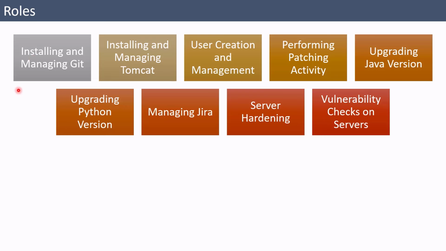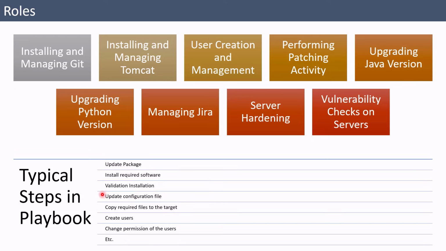So what Ansible suggests is that for each of these functions, we create a role. Using roles we'll be able to manage each of the functionality better, and also we'll be able to do version control. We'll be able to separate our code and make it modular and reusable. Again here you can see typical steps which we do in a playbook. So now in order to fix this problem, we are going to use roles.